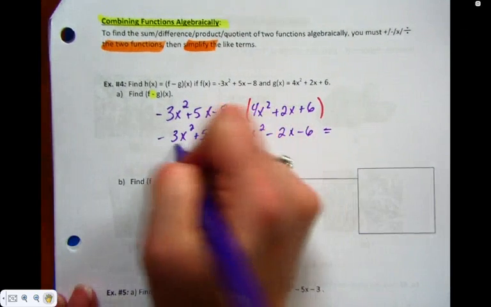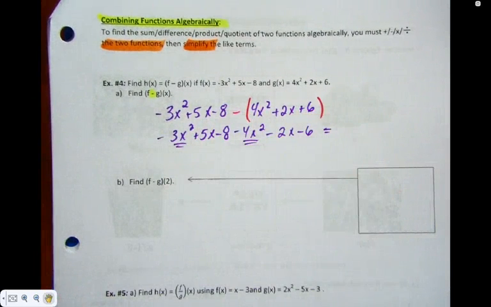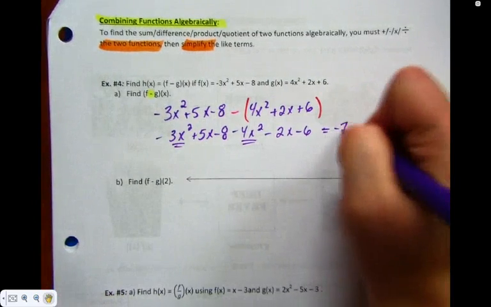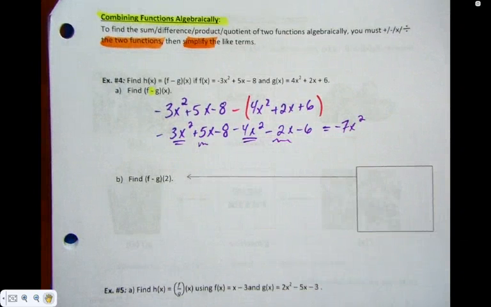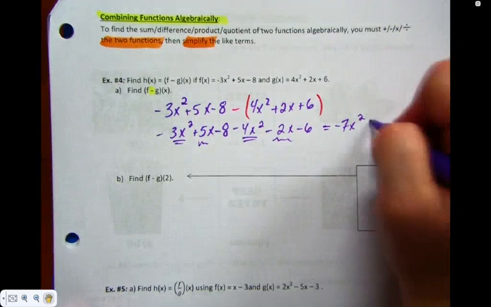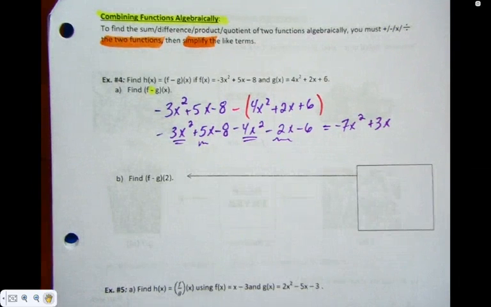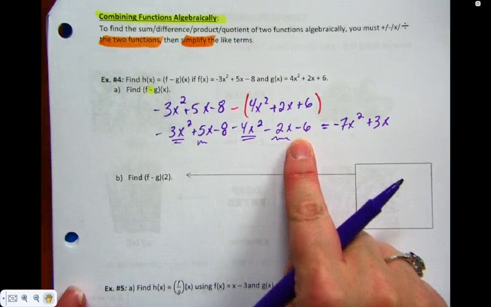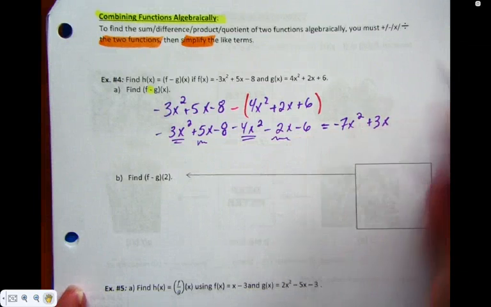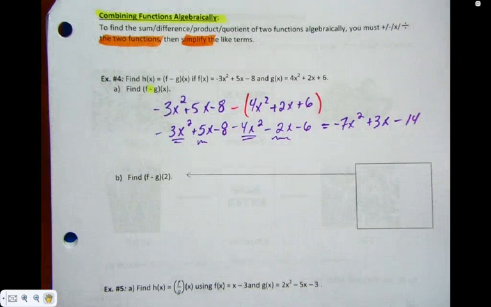And then just like in grade 9, we put the x squareds together. How many x squareds do we have? And then we take the x's and we put them together. So I have 5x minus 2x. And then I put the constants together. So I have negative 8, negative 6. Negative 14. That's it. That's subtracting functions. You've been doing it since grade 9. You just didn't know it.